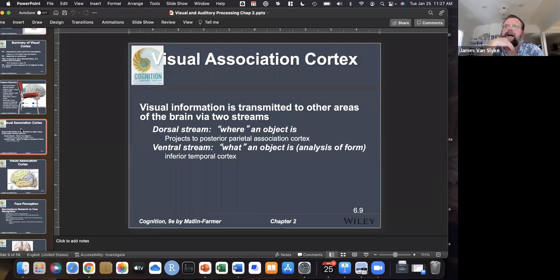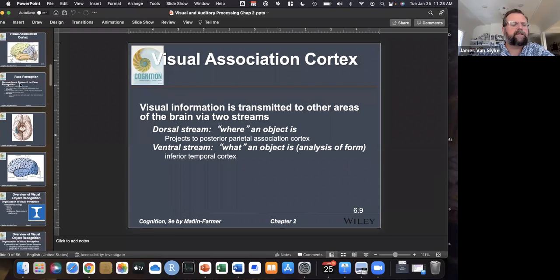What most of cognitive science does is focus more on what happens once we're in those association areas. How do we make sense of what it is that we're looking at? How do we begin to understand and process what it is that we're looking at?